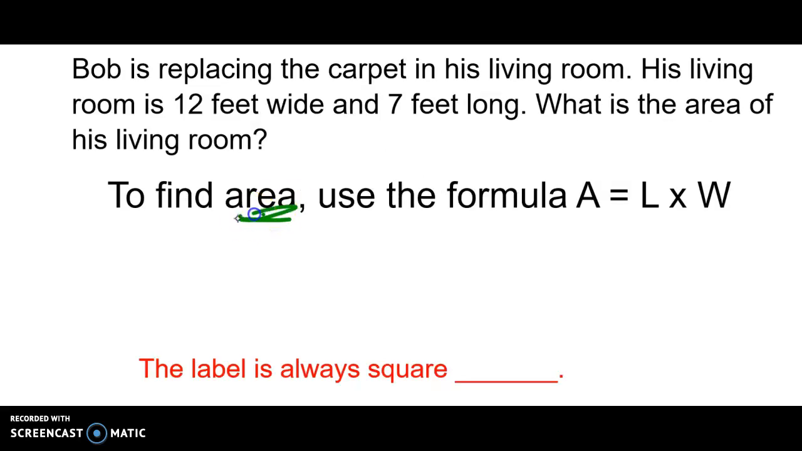In 4th grade, you should have learned about area. And in order to find area, you're going to take the length of a shape, and usually you're talking about a square or a rectangle, and you're going to take the length and multiply it times the width.